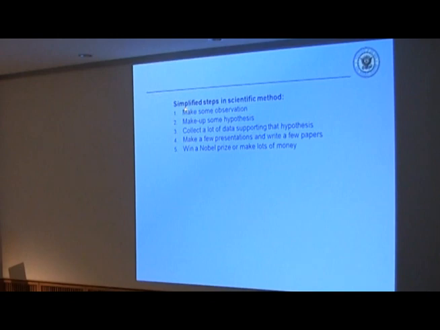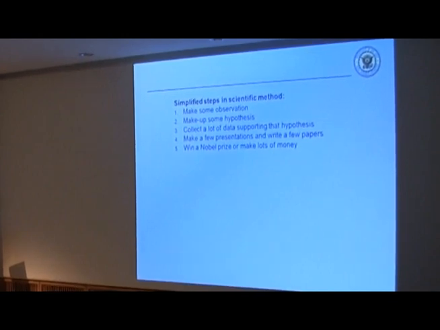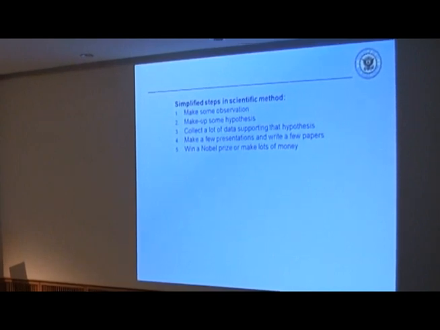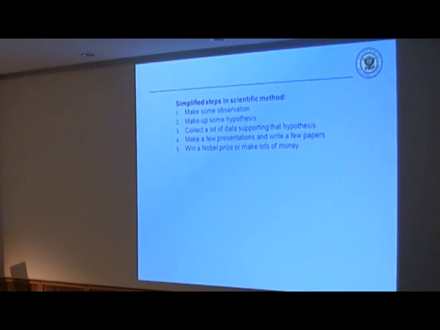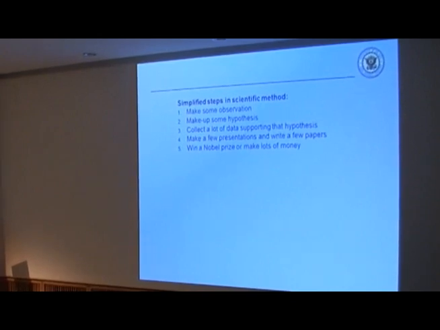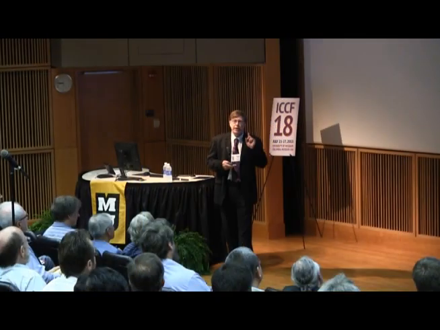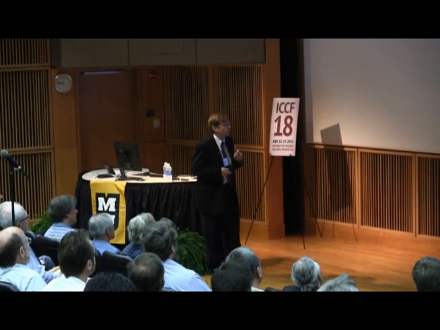First, you make some observation, then you make up some hypothesis, you collect a lot of data to support that hypothesis, you make a few presentations, you write a few papers, and then you win a Nobel Prize and make a lot of money. Now, some people will say, well, first you make the hypothesis and then you make the observation, but in real life what you're doing is you're mucking around in the laboratory, you find something that you didn't expect, and then you come up with an excuse for why it's that way. Now, this is how most people think the scientific method is, but it leaves out one important point.